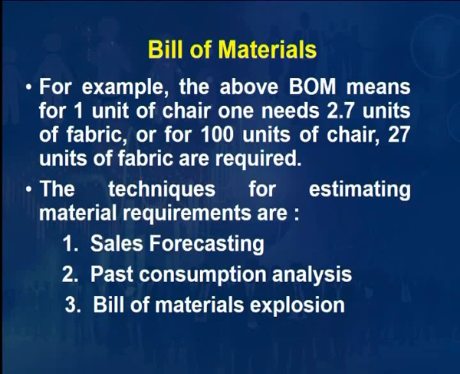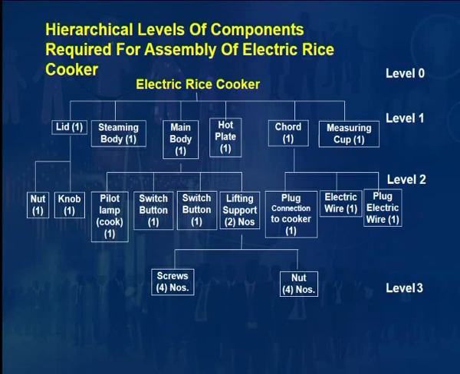You can see this slide once again. For example, the above bill of material means for 1 unit of chair one needs 2.7 units of fabric, or 2.7 meters of fabric, or for 100 units of chair 270 units of fabric are required. So the techniques for estimating material requirements, like we have just talked about, are sales forecasting, past consumption analysis, and bill of materials explosion. Now let us see another example.